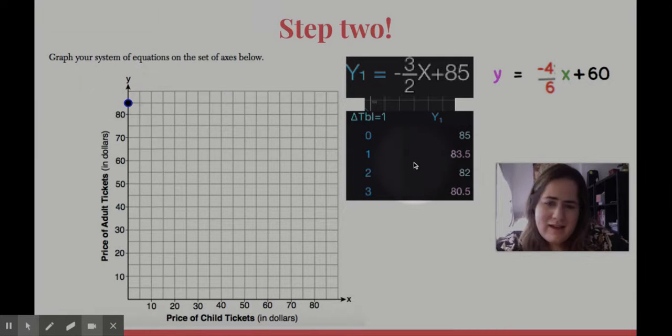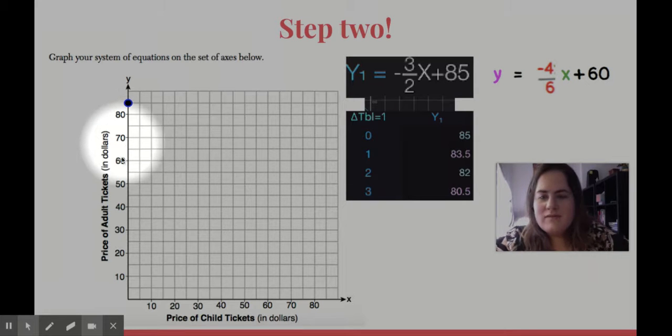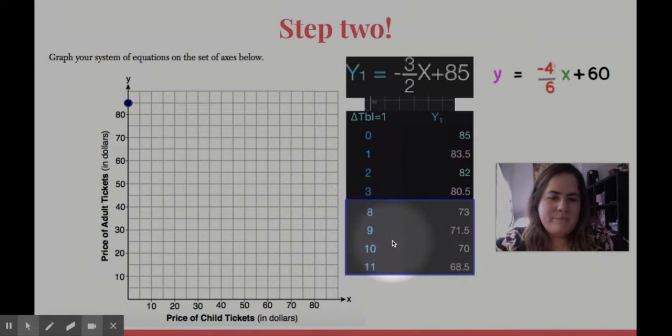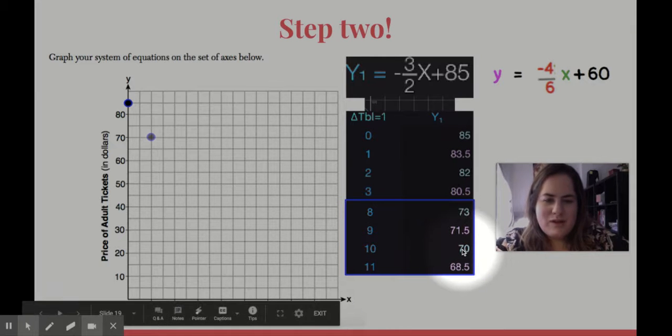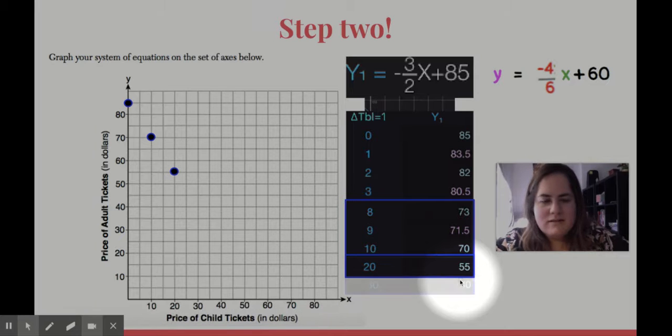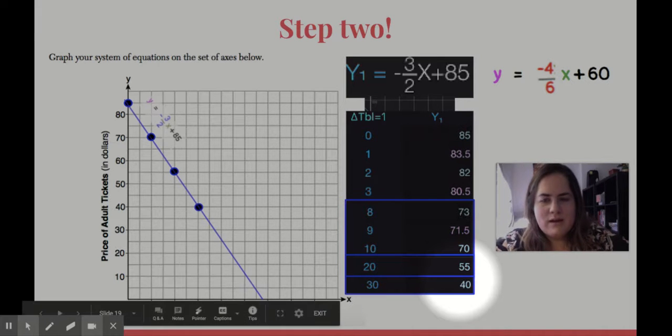I can guess, but the next point I want to plot is going to be 75, 70, 65, something like that. So I have to go all the way down to where x is 10 until I find the next point I want to plot. And I just keep scrolling down in my table, get 3 or 4 points to plot, and then I'm going to grab a ruler and draw my line.